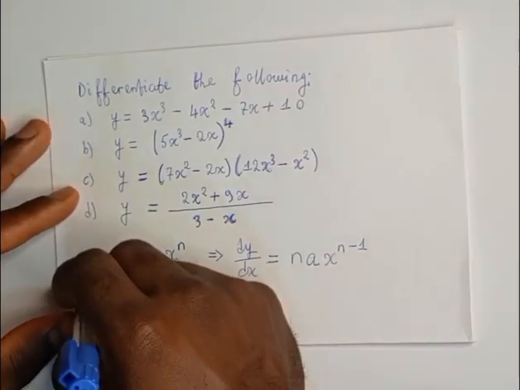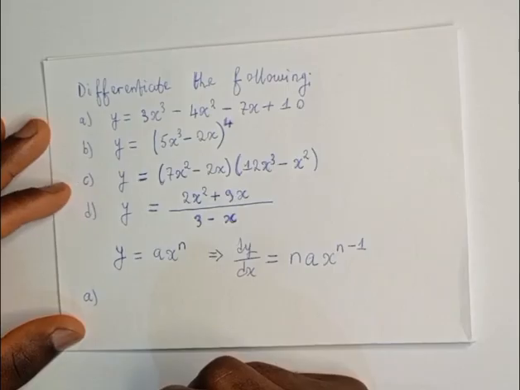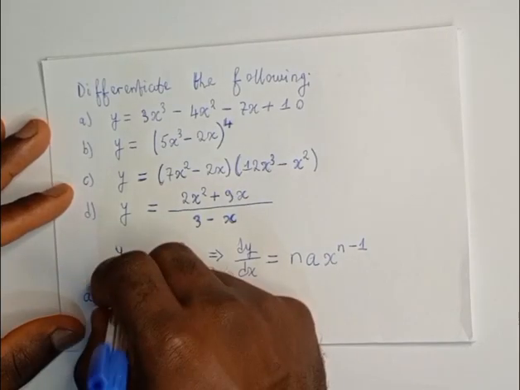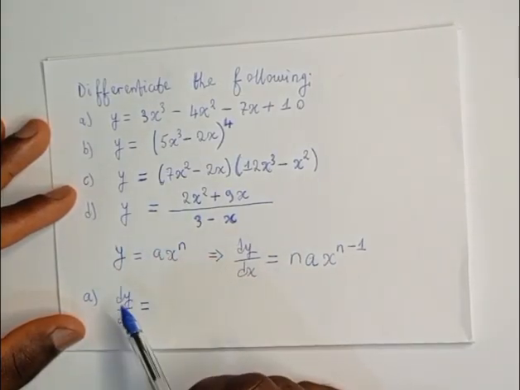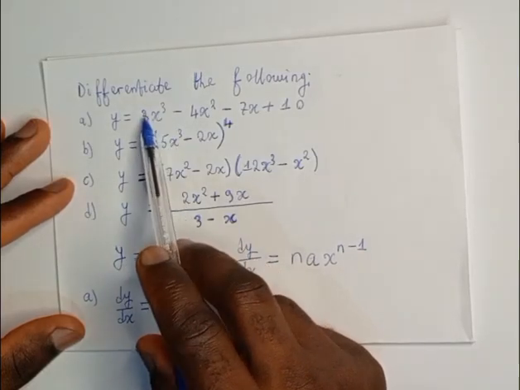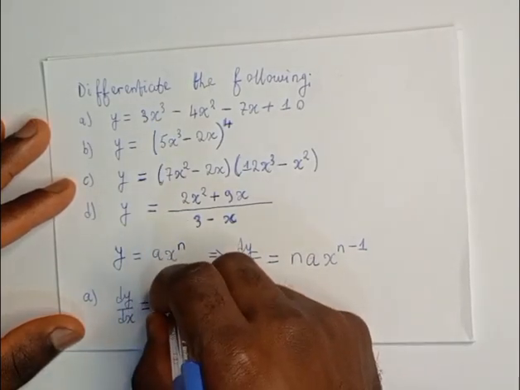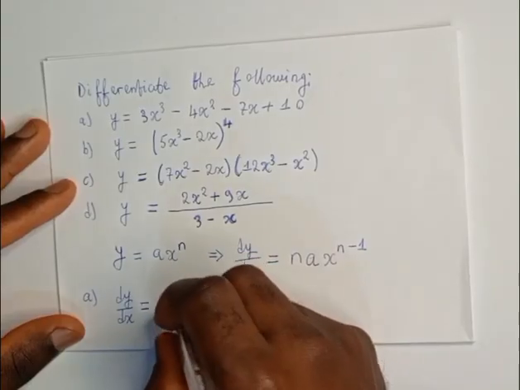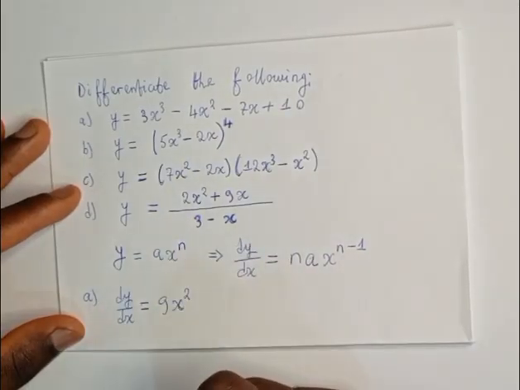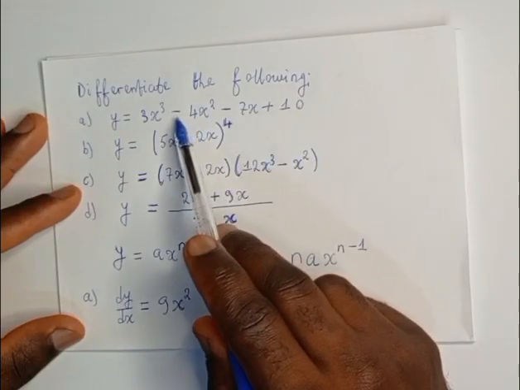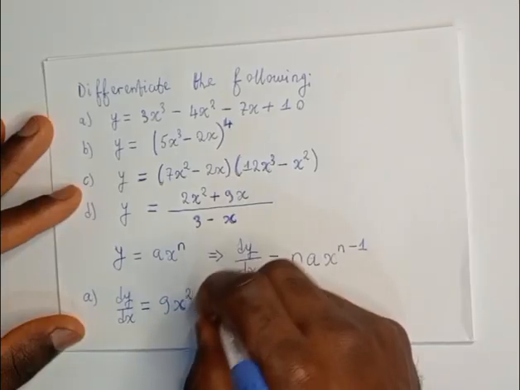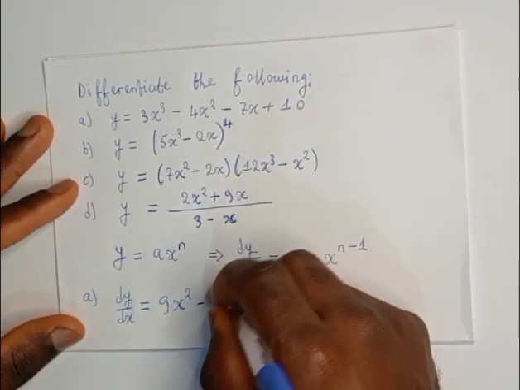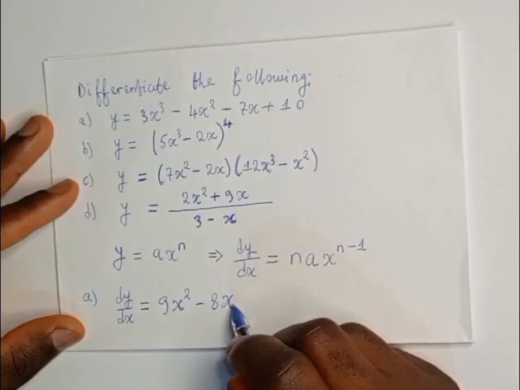For question A, we differentiate y equal to 3x cubed minus 4x squared minus 7x plus 10. Our dy over dx will simply be equal to, we take the power 3 times 3, which is 9, times x raised to the power 3 minus 1, which is 2. Differentiating negative 4x squared, we take 2 times negative 4, which gives us negative 8, times x raised to the power 2 minus 1, which is 1.